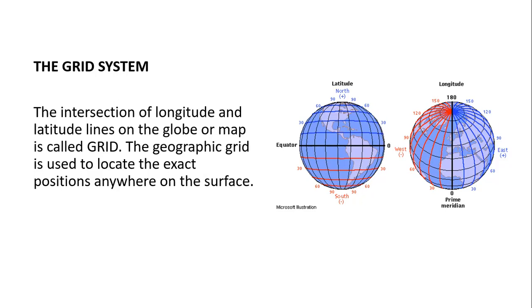First is latitude. It can be north latitude from the equator going north, or it can be south latitude from the equator going down. Longitude can be west longitude from the prime meridian going left, or it can be east longitude from the prime meridian going right.